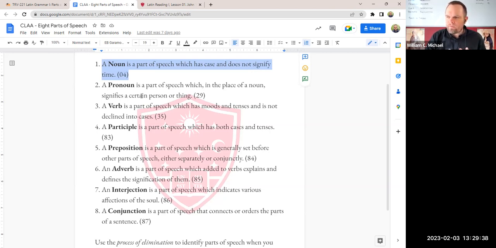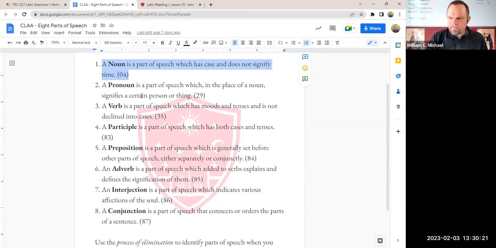All right, so now the second question we can ask is, does it express time? Do those different forms express time, yes or no? If verbum has different forms, do those forms express different times? The answer is no, okay? So it can't be a verb, and it can't be a participle, because it doesn't express different times in its different forms. So it's got to be a noun or a pronoun. A noun is a part of speech that has cases and does not signify time. Can verbum be a noun, yes or no?